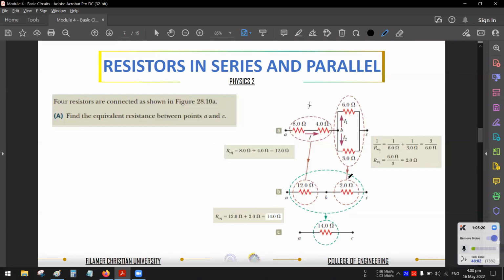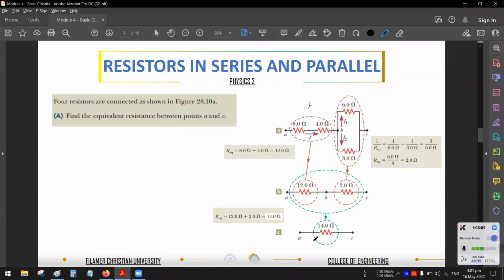So kung titingnan nyo dito sa letter B na, okay, so meron na tayong dalawang resistor na naka-series. Okay? Meron na tayong dalawang resistor na naka-series. And pag naka-series siya, we just add the resistance. Therefore, this circuit, yung total or equivalent resistance niya is just equal to 14 ohms. 14 ohms lang siya.